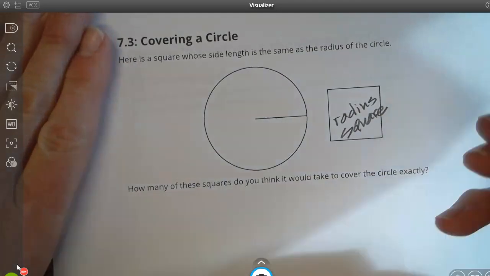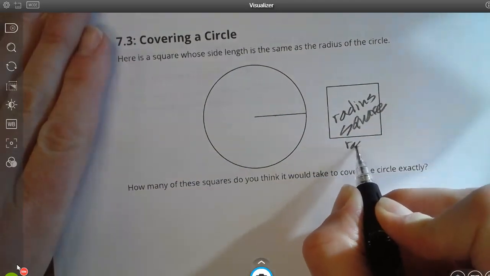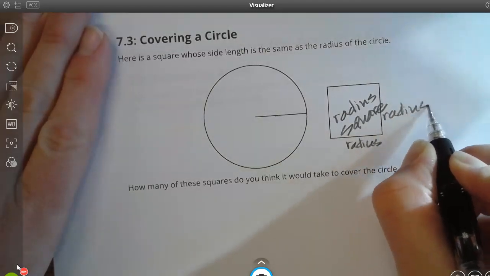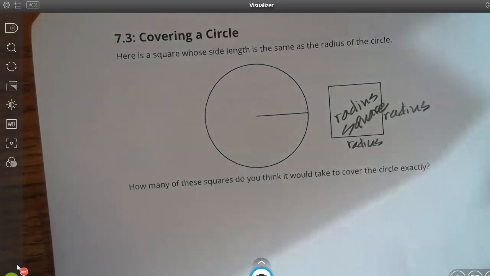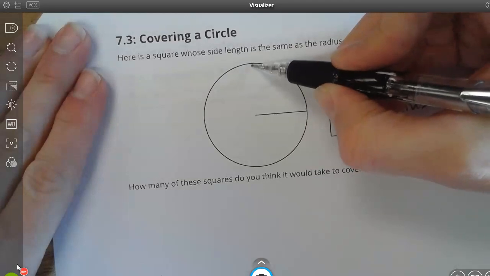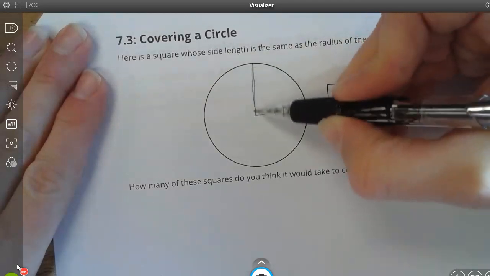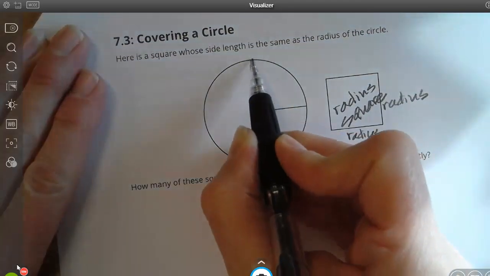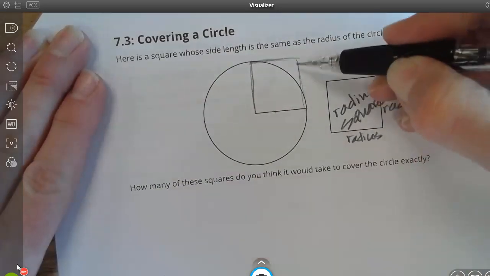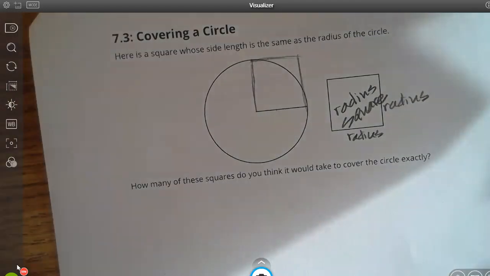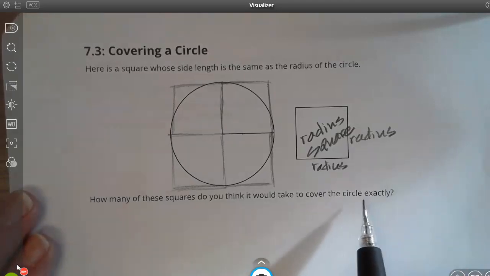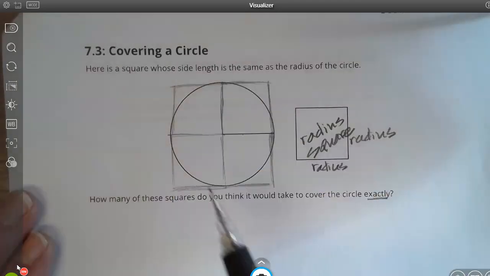Like this side is a radius, and this side is the radius. So the question is, how many of these squares do you think you can cover the circle exactly? If we do this, go ahead and make 4 radius squares over that circle. You can pause the video and make yours real quick. Okay, so you should have a picture that looks like this, and we want to be able to cover the circle exactly. So we know that 4 squares is too much.